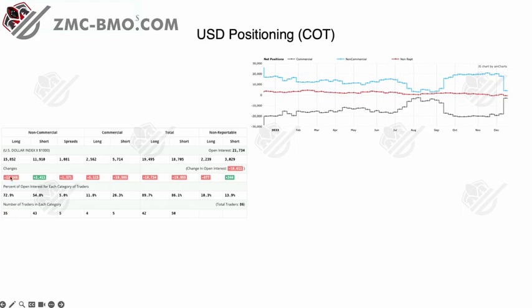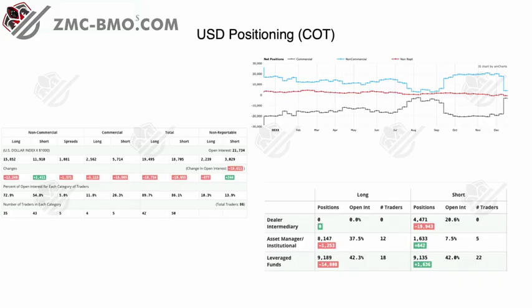You can see how they exited 12,000 contracts of longs, basically taking profits on their longs and adding more contracts to shorts, which is indicative of a lower currency. Obviously, we don't really look at the commercial one here. And then this is another one you could look at, which is asset managers, institutions and leveraged funds. Leveraged funds are mainly hedge funds, people who take positions on leverage. You can see both components exited more longs massively, especially the leveraged funds, and then added more shorts, which is good for dollar weakness.